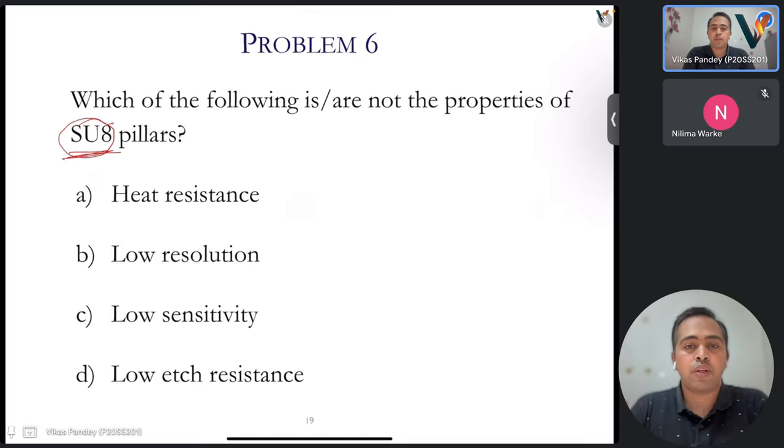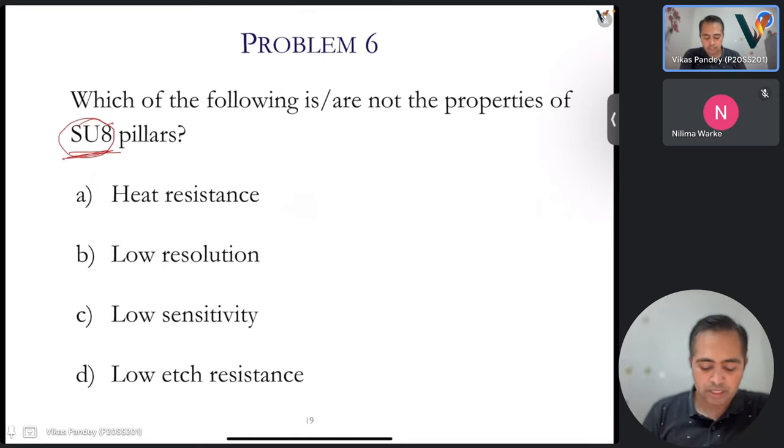So which of the following is not the property of SU8 pillar? It is heat resistant, has low resolution, low sensitivity, low etch resistance.